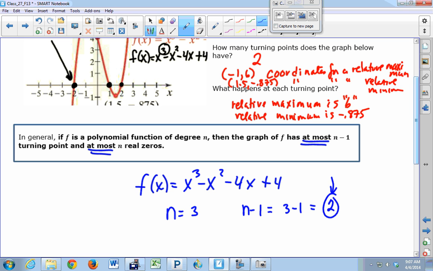This is the maximum number of turning points for any cubic polynomial.